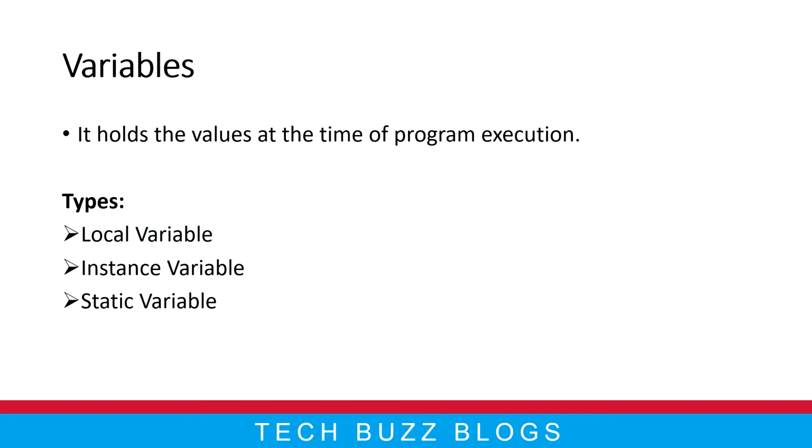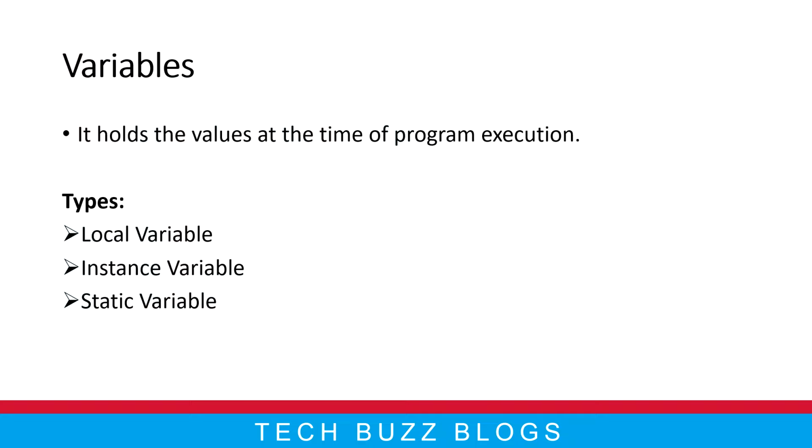So whenever you want to place some values into something, that is when you are going to use variables. Again, there are three types of variables: one is the local variable, another is the instance variable, and another is the static variable. Again, you may have questions: why do we have three different variables? What is the purpose of that? I will tell you.